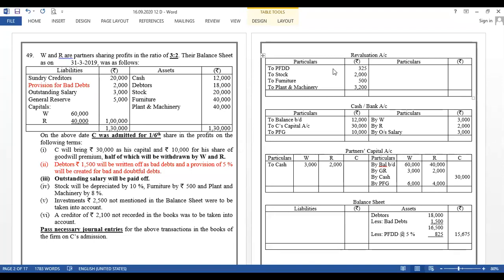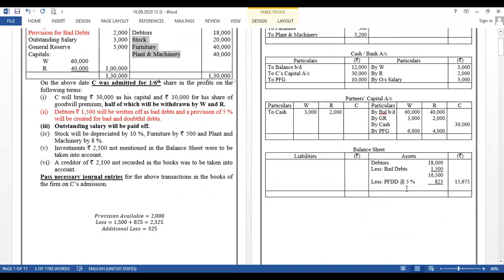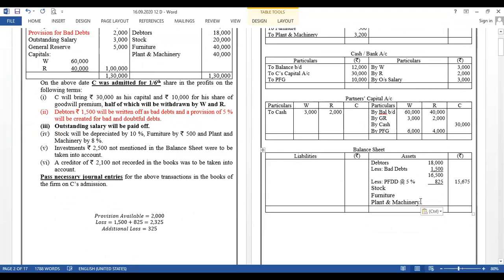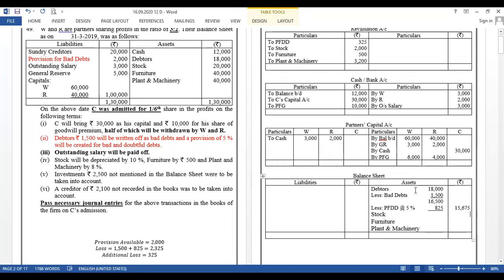Now, how are we going to show it in the balance sheet? Stock, furniture, and plant and machinery. All three will be written on the asset side in the new balance sheet. Stock was 20,000. Depreciation is 2,000. So the remaining value is 18,000. Furniture value was 40,000 and it was depreciated by 500 only. So the remaining value is 39,500.